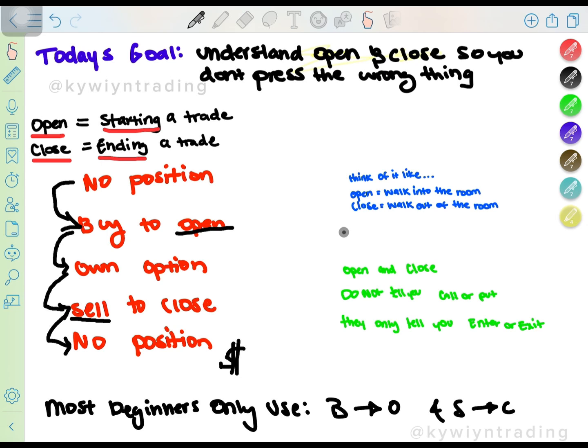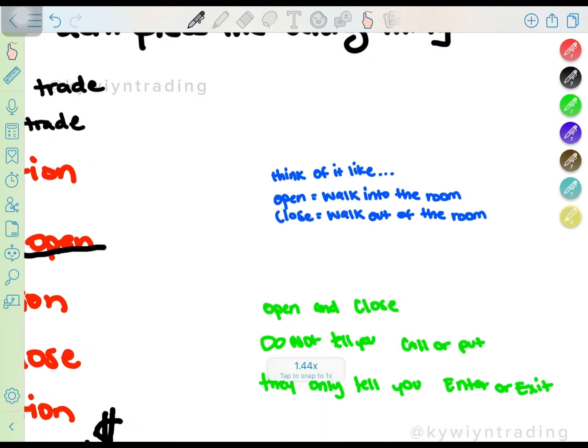But here's where most everybody is going to start to get confused because they think that the words buy and sell are the important part, and they're really not. The most important part is actually open and close because those tell you what you're actually trying to do. Here's a very, very easy way to remember this whole thing.